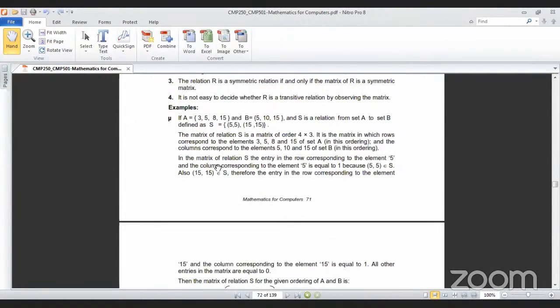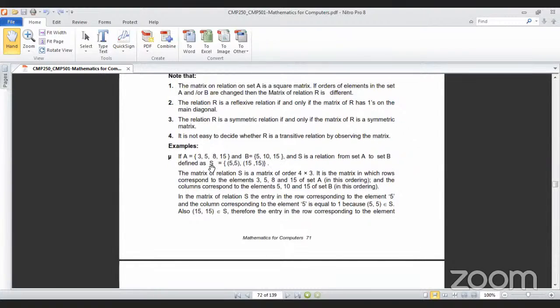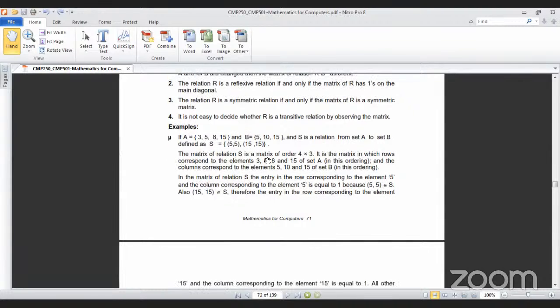For example, let's take this example, then you will understand. A is taken as 3, 5, 8, 15. B is 5, 10, 15. And they have defined a relation that is (5, 5) and (15, 15). Now the matrix of the relation is of order 4 cross 3. Why have I taken 4 cross 3? 1, 2, 3, 4 elements are there in A, so the value of n is 4. 1, 2, 3 elements in B, so the value is 3.